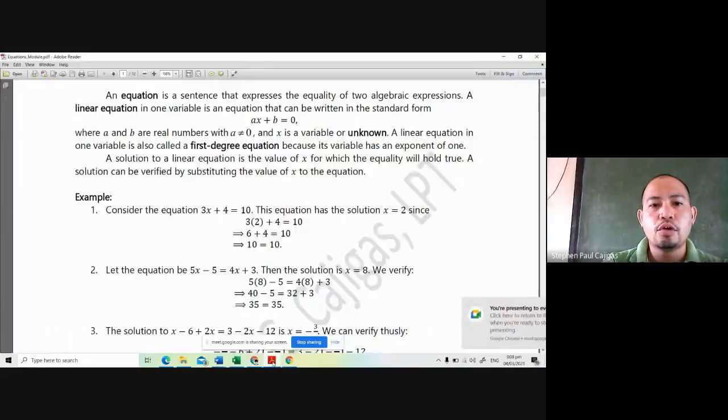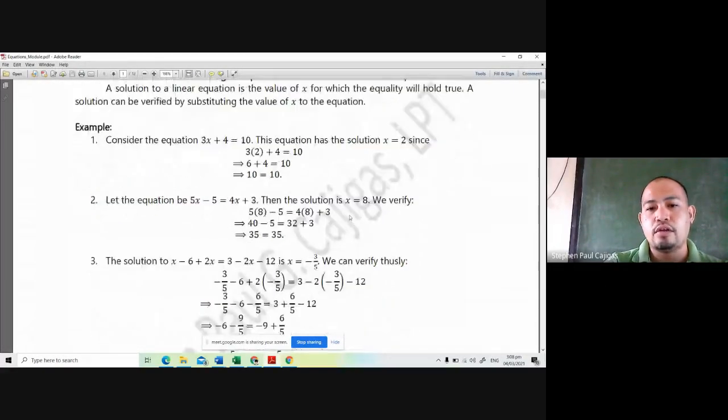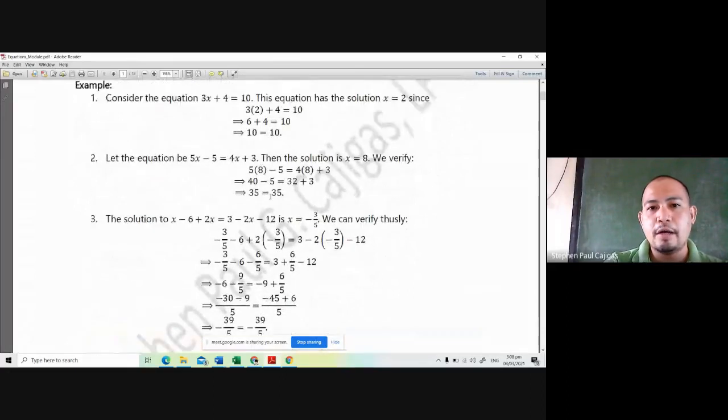Okay. Tapos kung if we are going to graph a linear equation, the graph looks like a line. So amo talaga yung reason kaya yan tatawag na linear equation. So you should already know this.